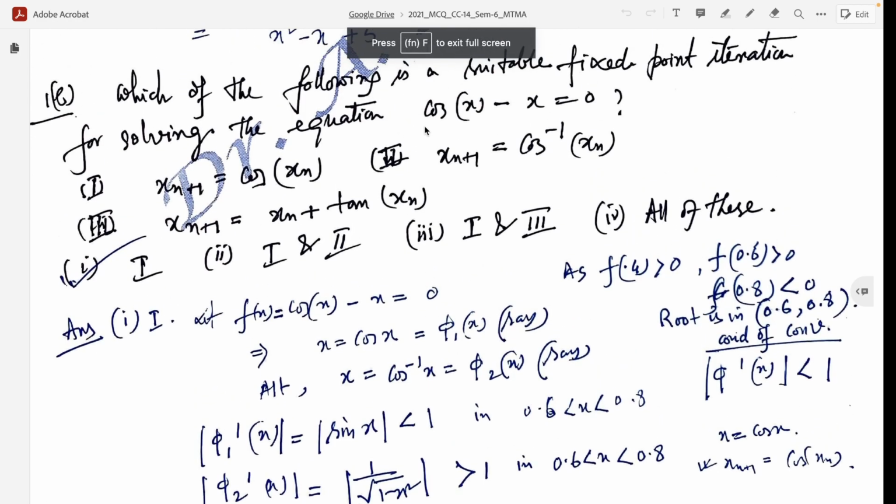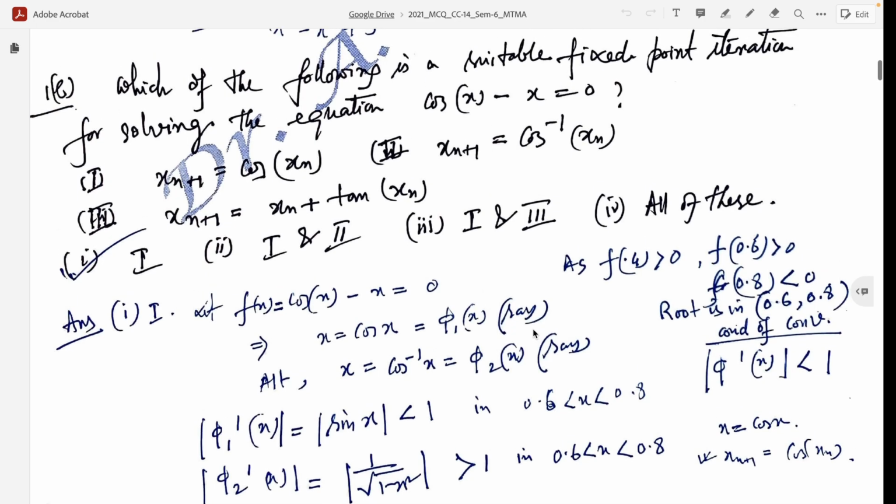Here, let f(x) equal to cos x minus x, and this equals 0. We can write this as x equal to cos x, which equals phi 1 of x, say. Alternatively, we can write cos x equals x, and so x equal to cos inverse x. This cos inverse x is called phi 2 of x, the second function, either phi 1 of x or phi 2 of x.